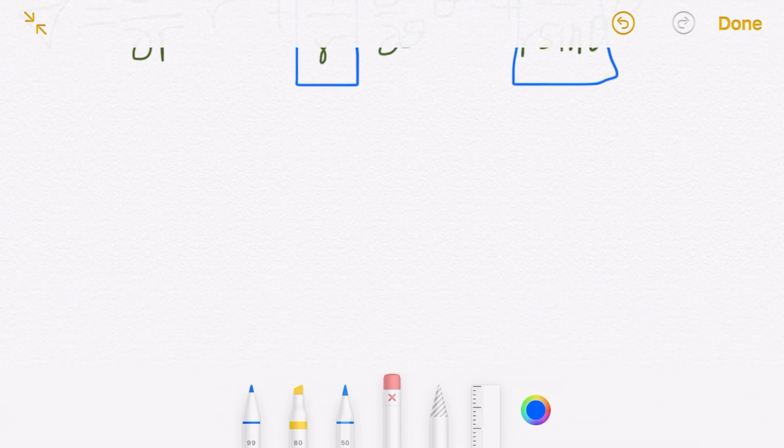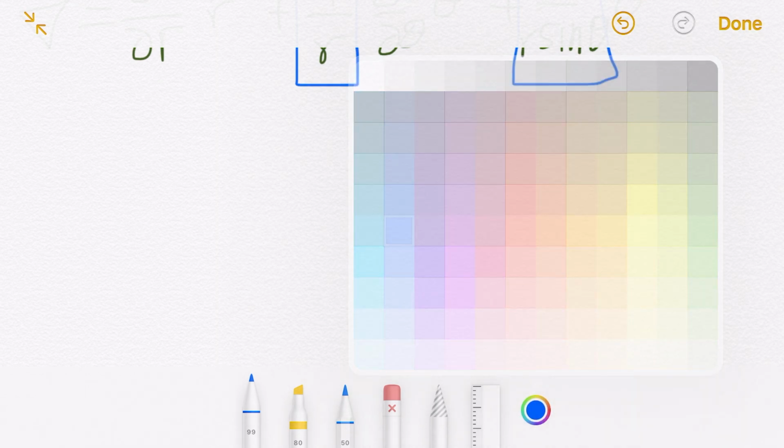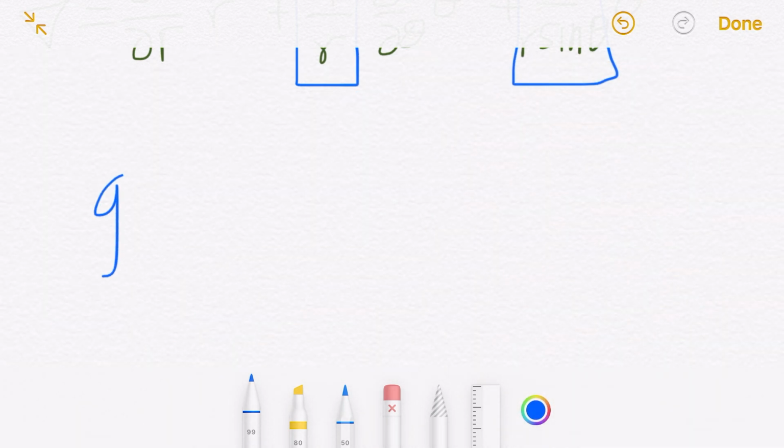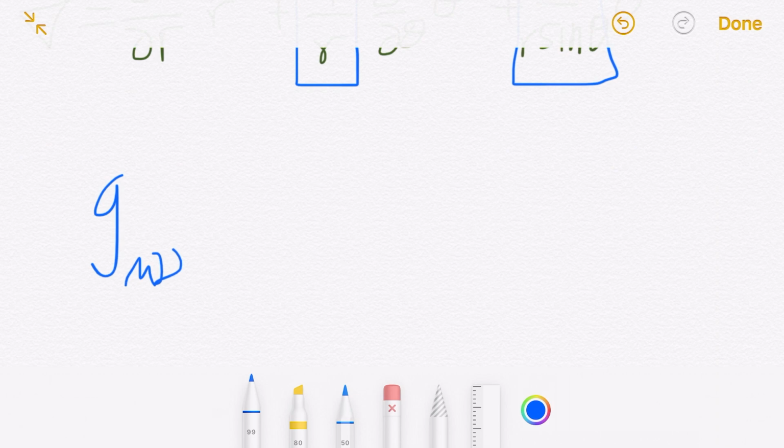The tensor can help us skip a lot of steps. All you need to know is the metric tensor. So here is a short introduction to the metric tensor. The metric tensor is g mu nu, and it helps us generalize the dot product.